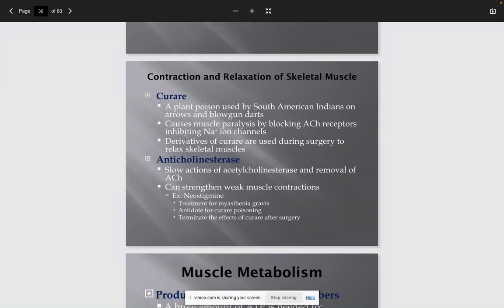What's important on this is going to be anticholinesterase. Actually, no, don't worry about these two. I'll talk about them briefly. Curare is a plant poison in South America. It causes muscle paralysis by blocking acetylcholine receptors.